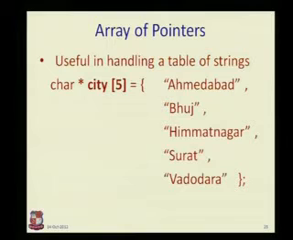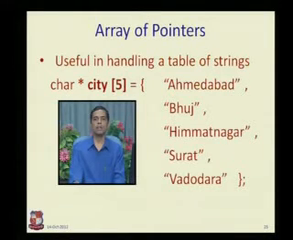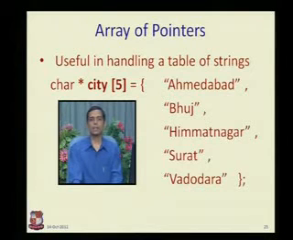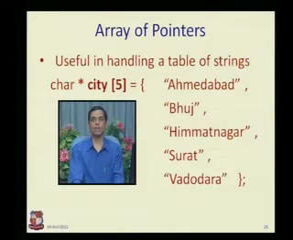It is useful in handling a table of strings. Suppose I want to store the names of cities. See, all the cities have different lengths. Ahmedabad has a different length, Bhuj has a different length, Himmatnagar has a different length. All the strings have different lengths. So how to store them in an array? Because if I store them in a 2D array, what will I be filling? Ahmedabad is of, say, 9 characters, but Bhuj is of only 4 characters. So what about the remaining 5?